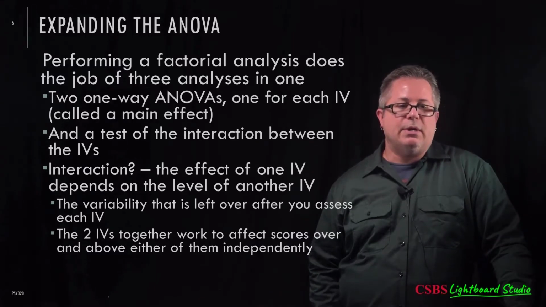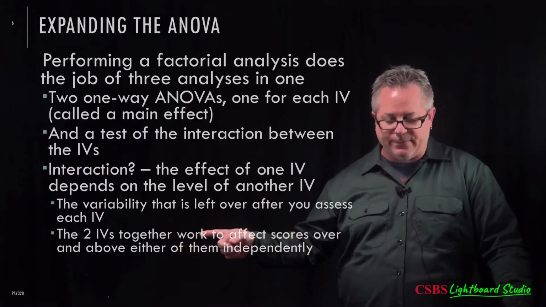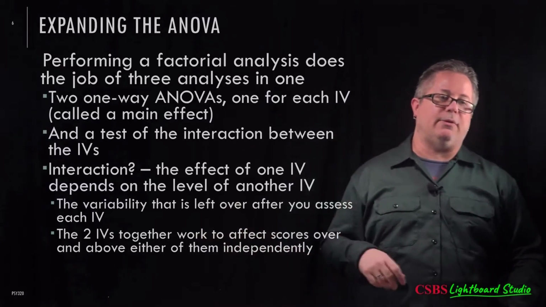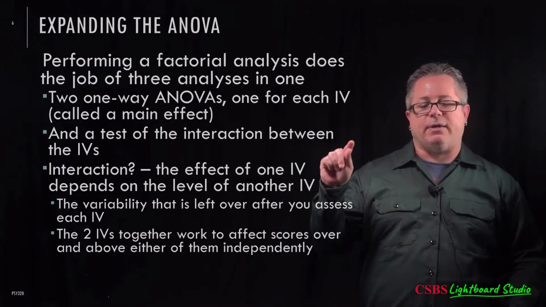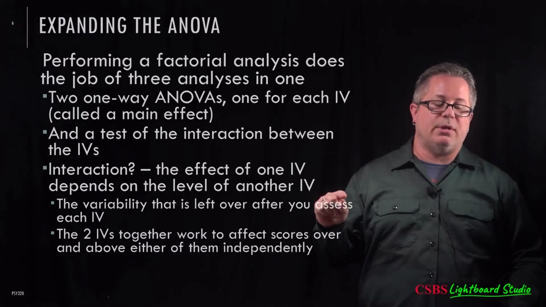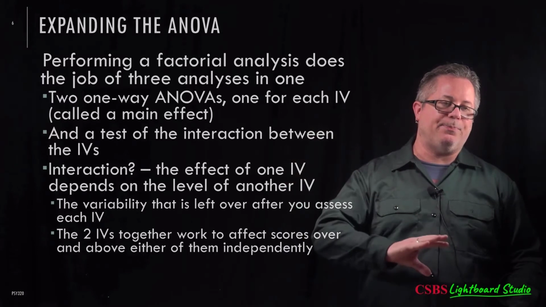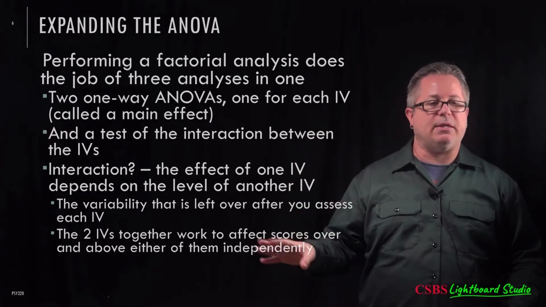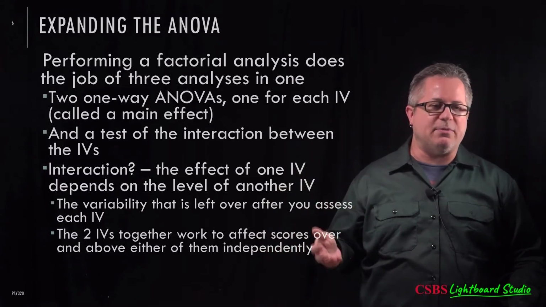All right, so it's the variability that is left over after you assess each IV. Let's unpack that for a second. If we look at the effect that Grand Theft Auto versus Lego has, and we look at the effect that men versus women has on aggression, and that explains all the variability that exists in the data, then there is no interaction. There's nothing left. The main effects explain everything that we need to know, and there's no leftover variance that needs to be explained.